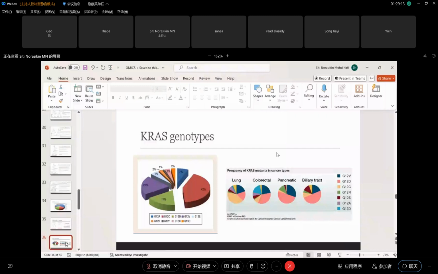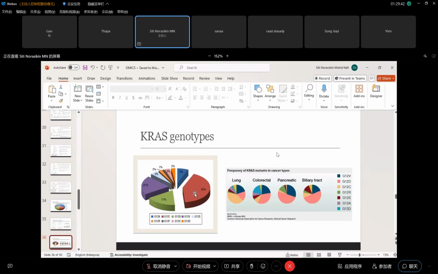It does not exist in only one form. It exists in more than that. There are multiple types, multiple variants of the KRAS mutation. So, for example, G12A, G12C, G12D, G12V, and many other types. You can see that the very frequent ones are G12A, G12C, and G12T.